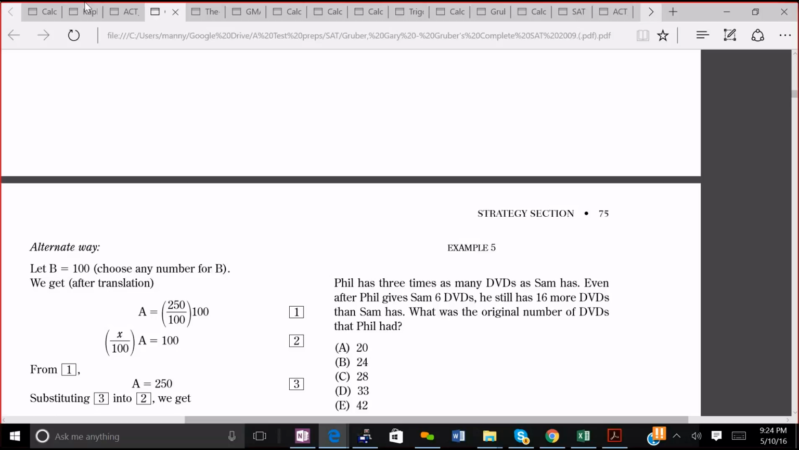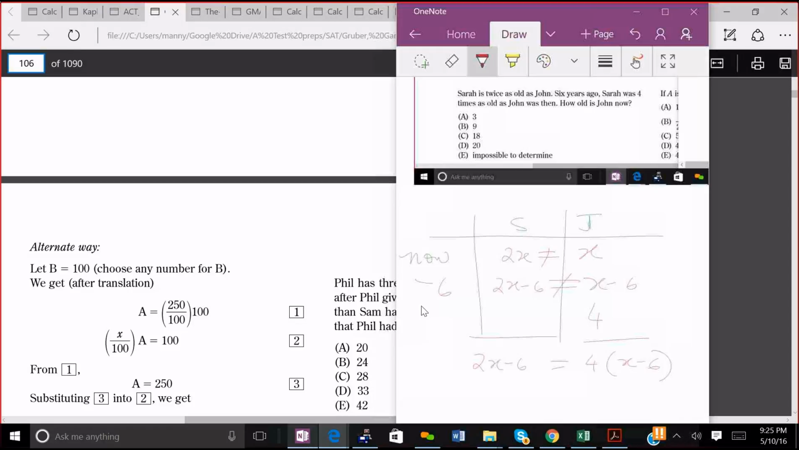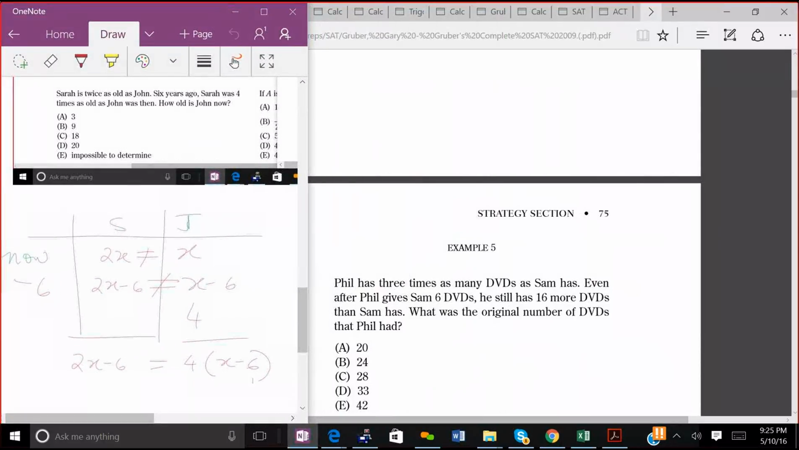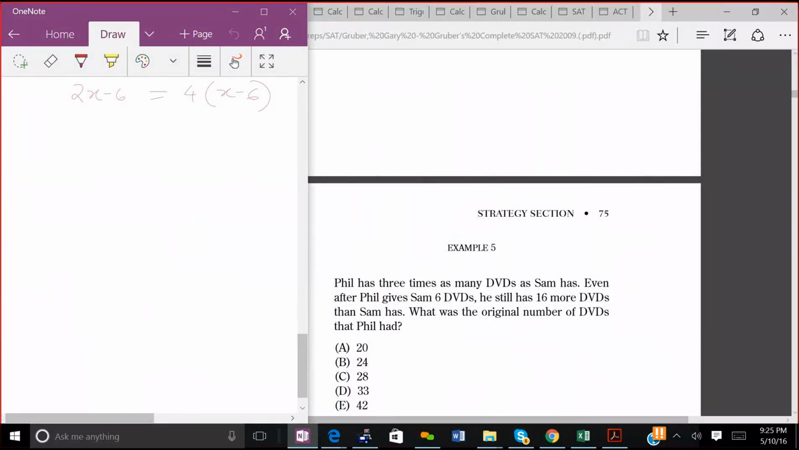Even after Phil gives Sam 6 DVDs, he still has 16 more DVDs than Phil has. So Sam is also plus 16. No, Phil is plus 16. So 3x minus 6 will be x plus 6 plus 16, equals x plus 6 plus 16. So 3x minus 6 equals x plus 6 plus 16.